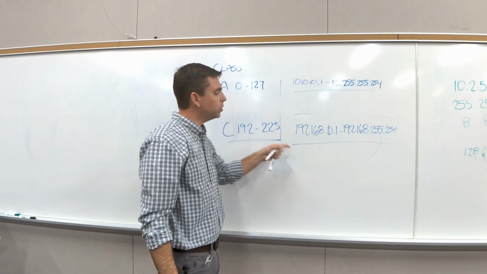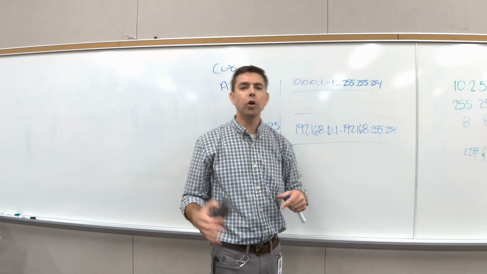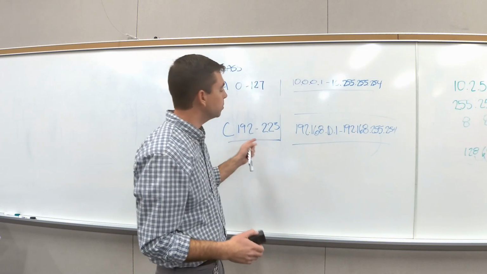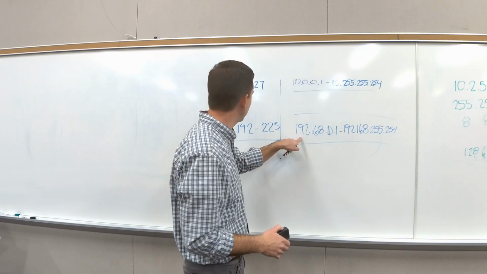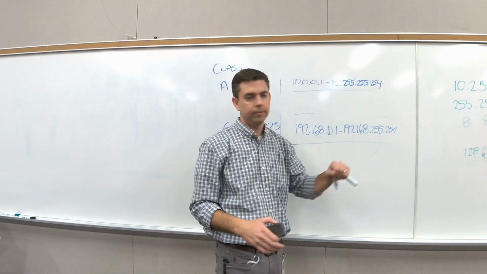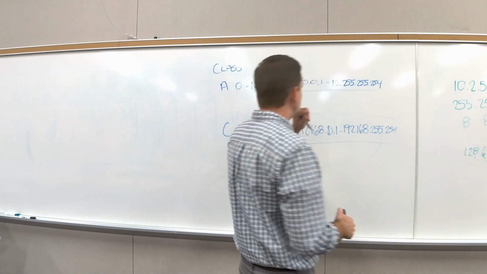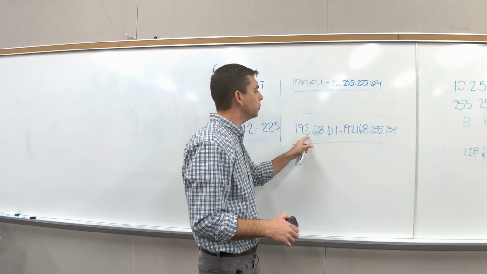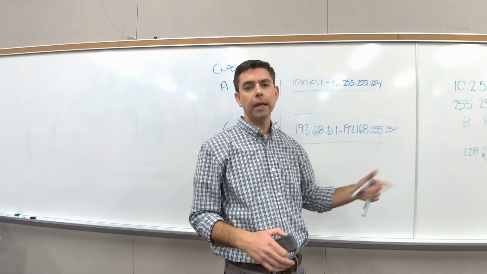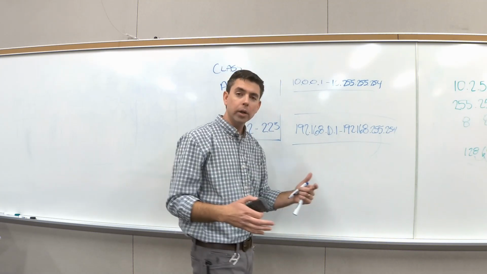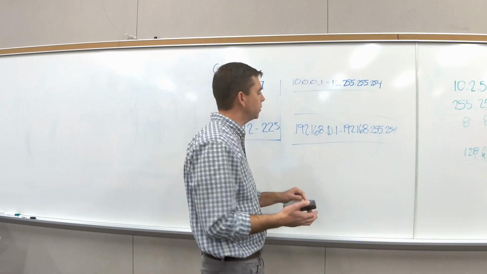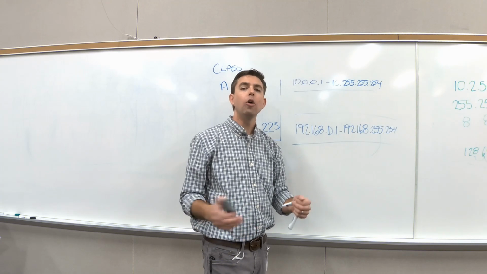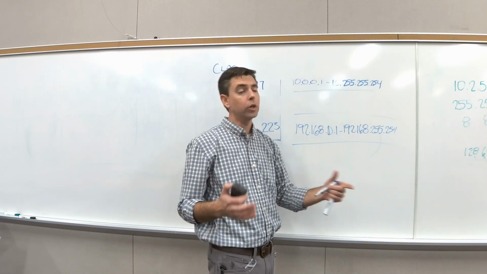Class C is mostly used in small office, home office, or SOHO routers. If you plug your computer in, you'll eventually get an address that's 192.168.something. Again, this allows you about 254 devices to be plugged into that network, be it wireless or physical, which is quite a bit for a home office or small business scenario.